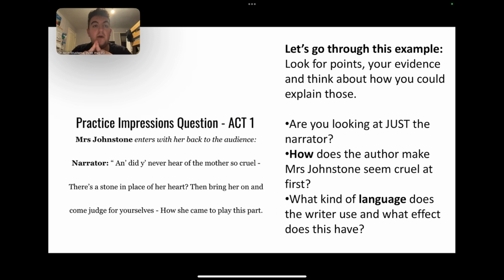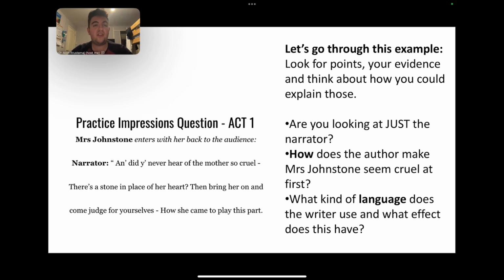Now, again, this is only a short video, so in a minute, I'm going to turn my camera off and we are going to annotate this section together, and we're going to go through and pick out key bits that we can write about. But before we do that, I've got some points on the slideshow. So you've got to look for a few different things. In this one, are we looking at just the narrator? So think about that. Is it just the narrator that we're writing about, or are we including other people as well? Could there be other people that we could be talking about?